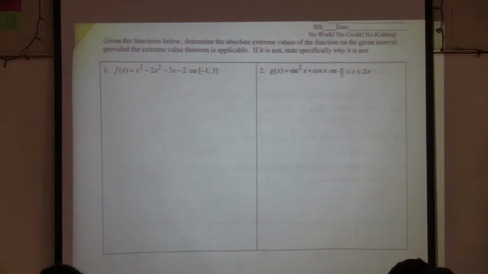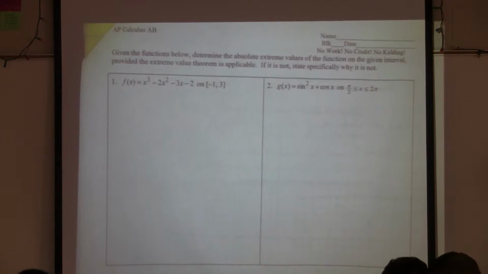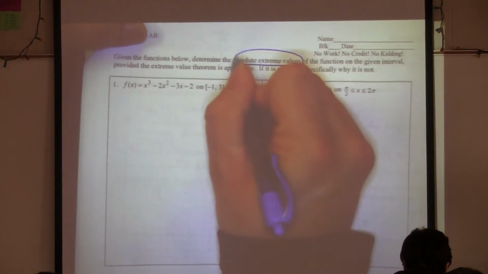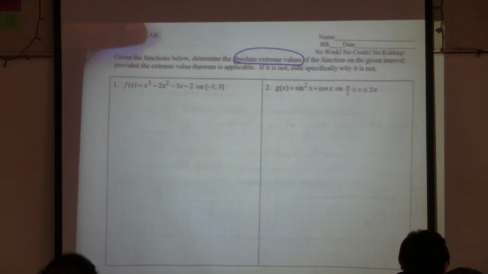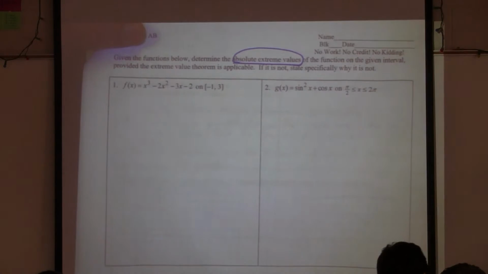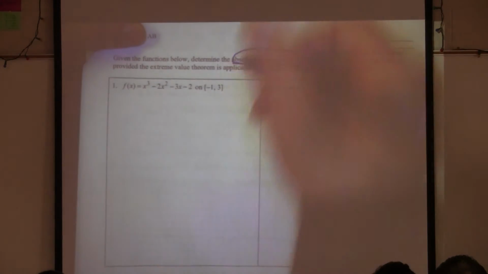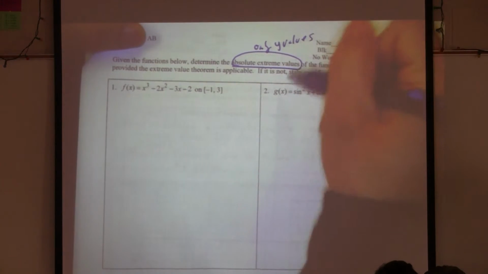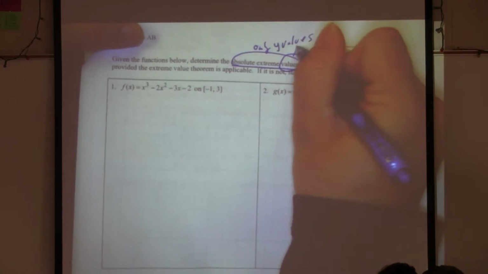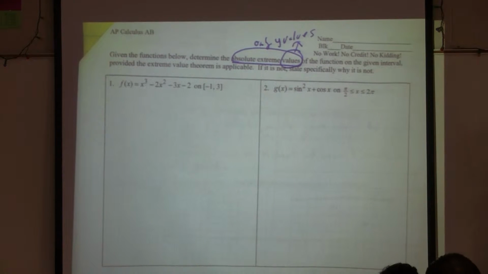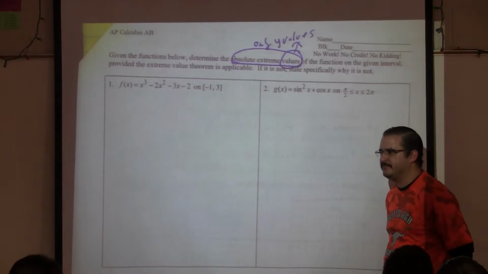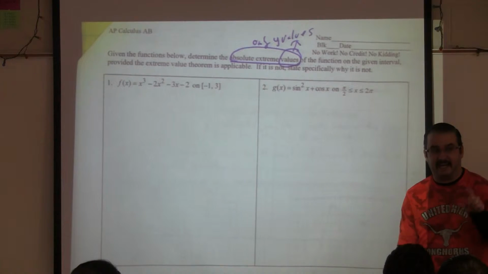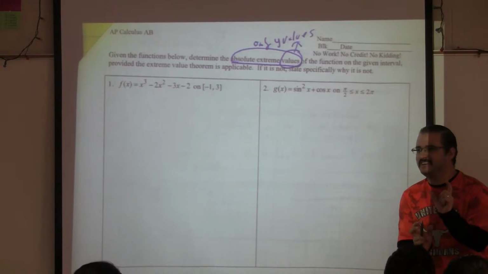Alright, so let's read the instruction. Given the functions below, determine the absolute extreme values. What are they asking me to give them? Only y. Would it be okay if I still gave them the point? You think they'd still mark it right? What if it was multiple choice and they put the x and the y separate?